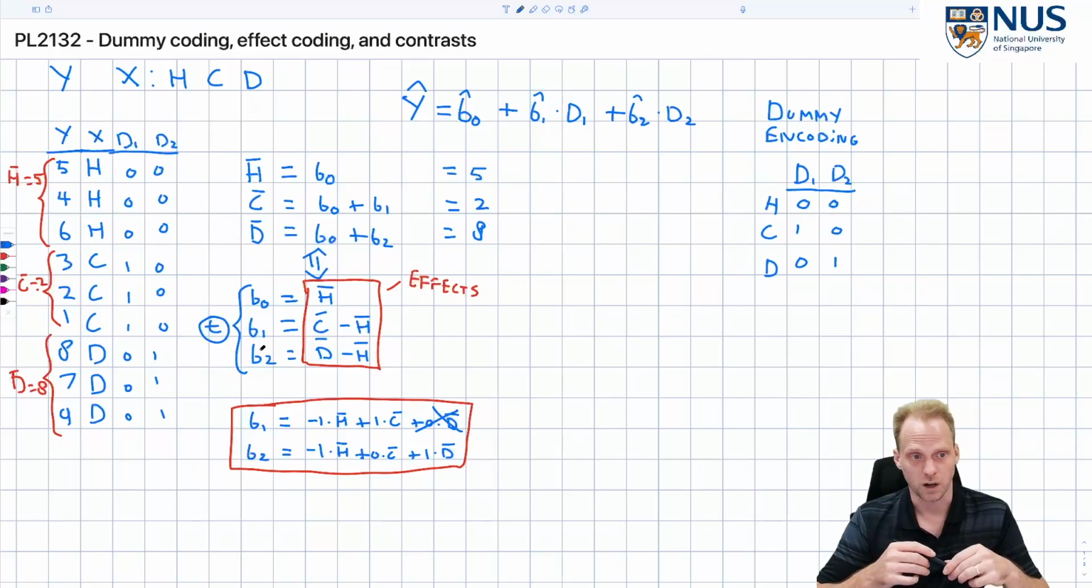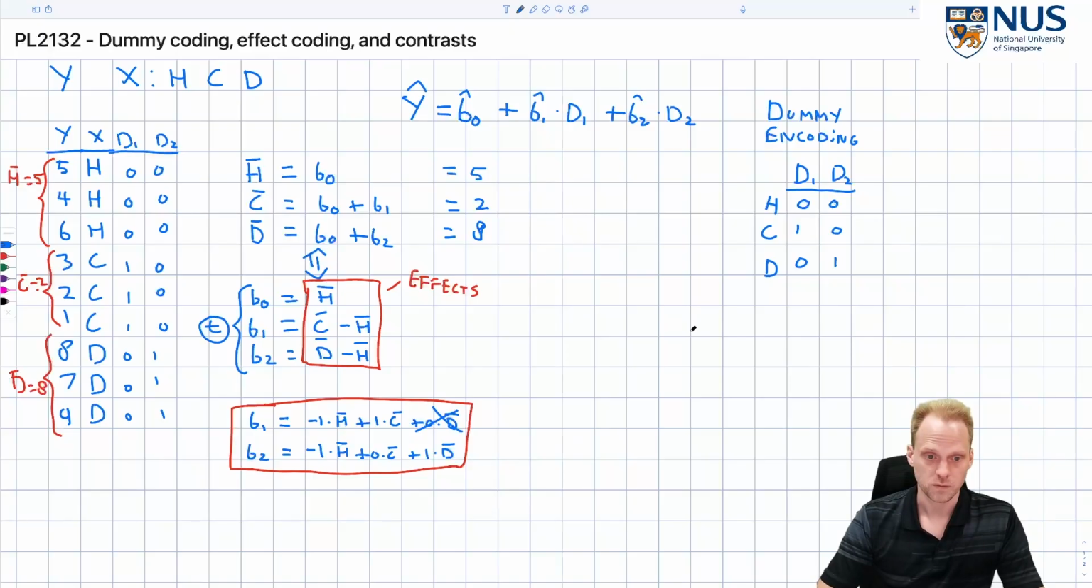Now the thing is, it's quite hard to see that, right, from these zeros and ones, what the effect is. Right, we have to derive that in this case. And you might be interested in these effects, or you probably are interested in these effects, and not necessarily in these dummy variables. The nice thing is we don't actually need to specify the dummy variables. What we could do is something called effect coding or encoding.